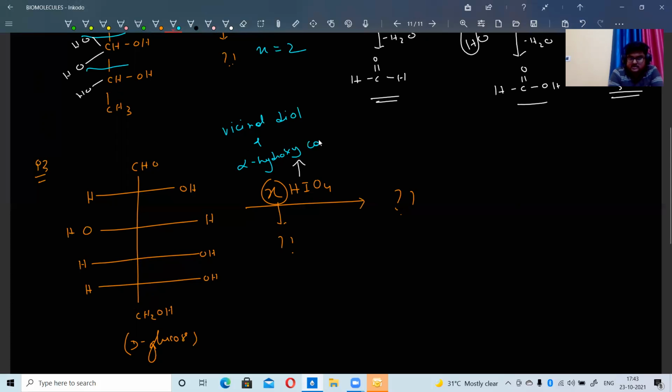Alpha hydroxy carbonyl compound. Now this one is the carbonyl compound. This position will be the alpha position. Now how can you break? Break here, vicinal diol. So what will be the number of arrows? The number of arrows is 5. So X value is 5. So basically 5 mole of HIO4 required. Now what will be the final product?